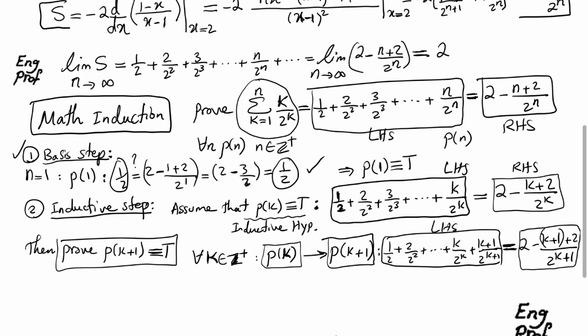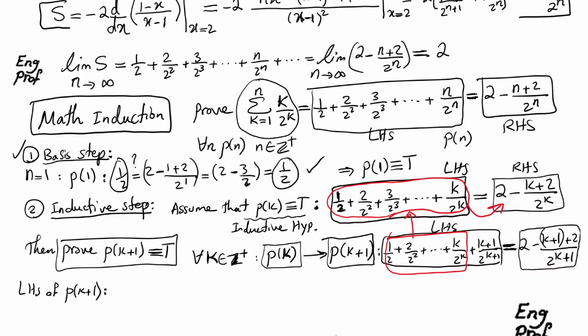I would say the left hand side of P of k plus 1. The nice thing about this left hand side is that it is very easy to see its connection to the left hand side of the hypothesis. You can see that this portion of the left hand side of P of k plus 1 is exactly a copy paste of the left hand side of P of k. So using the inductive hypothesis, or the assumption given to us, we can substitute that with the right hand side of the hypothesis.